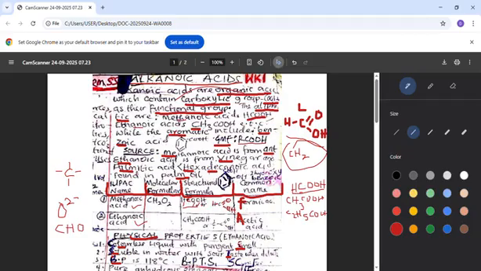We have 1 and 2. That's why we have CH2O2 as the molecular formula. Then the common name is formic acid. So anything in number 1, we call it form. So that's formic acid. Then when we take number 2, ethanoic acid.